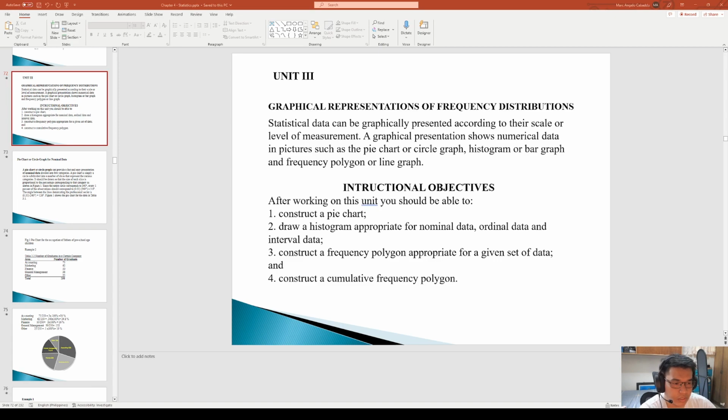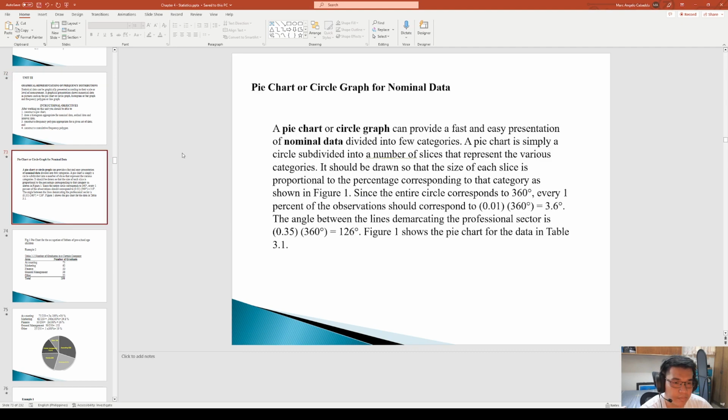Okay, so the objectives are, of course, number one, to know how to construct a pie chart. Histogram for nominal, ordinal, and interval. Frequency polygon for any data, and cumulative frequency polygon. Okay, so let's start with the pie chart.